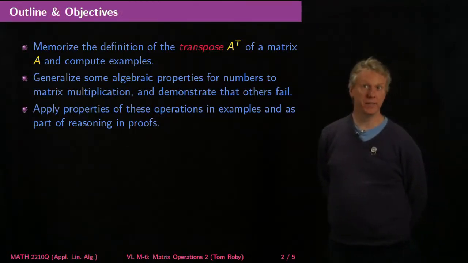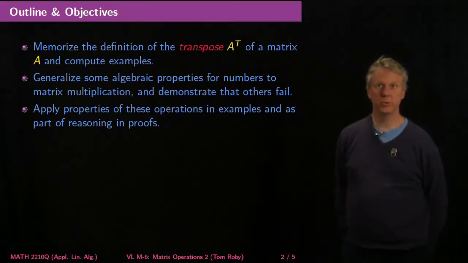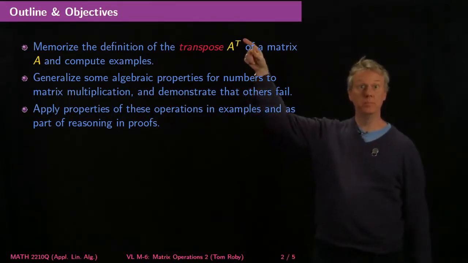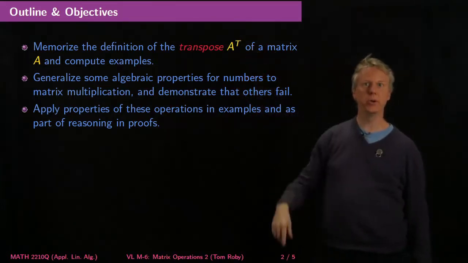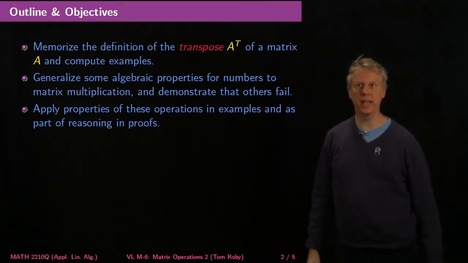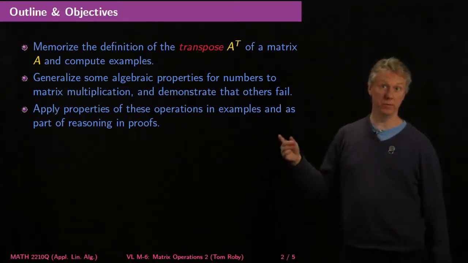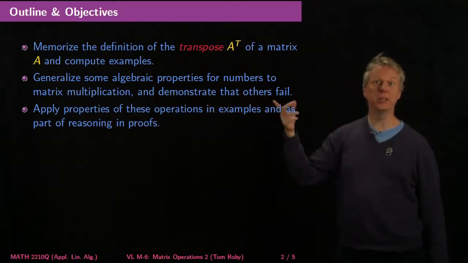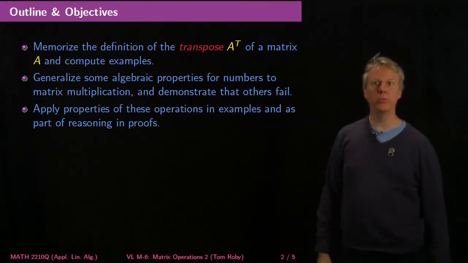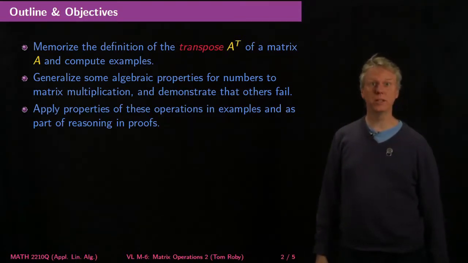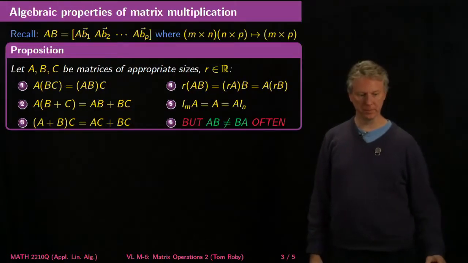We'll memorize the definition of the transpose, written A upper right like an exponent, A exponent T of a matrix A, and compute examples. We'll generalize some algebraic properties of transpose for numbers to matrix multiplication and demonstrate that some others fail. And we'll apply properties of these operations and examples and as part of reasoning and proofs, although we may not get there in this video lecture particularly.